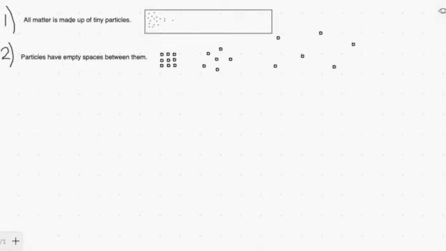Now, the second point of the particle theory states that all particles have empty spaces between them. In fact, in different states of matter, meaning solid, liquid, and gas, we can see how the spaces differ. So in this diagram right here, we can see how the spaces between particles in a solid are very small, and that is because the particle structure is very compact and it keeps the structure together. That ensures that solids cannot take the shape of their container, nor can their size change.